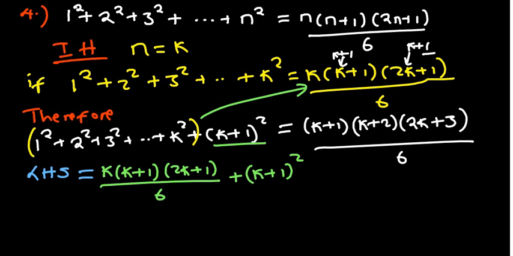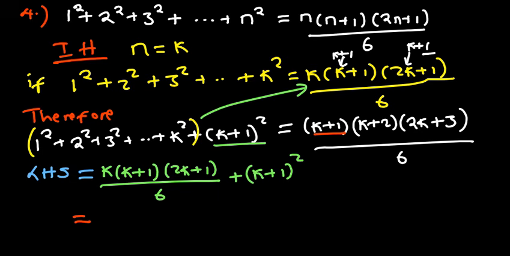Now we need to prove that it's going to be equal to the right hand side. Okay? So being smart about it is trying to compare it with the right hand side. So far I can see that k plus 1 is common. So what I'll do is I'll factorize k plus 1 since it's common.